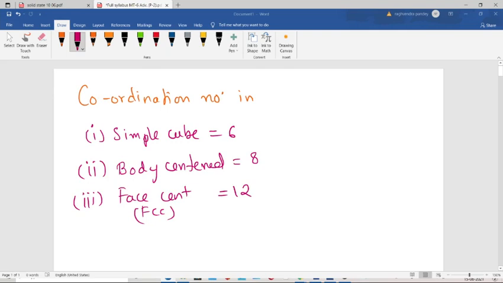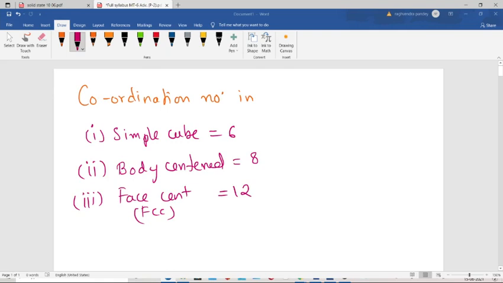Okay, then there is one sphere at the face center. There is one sphere at the face center. So how many spheres are there at the face centers of all the faces? How many faces are there? Total faces are 6 in a cube.